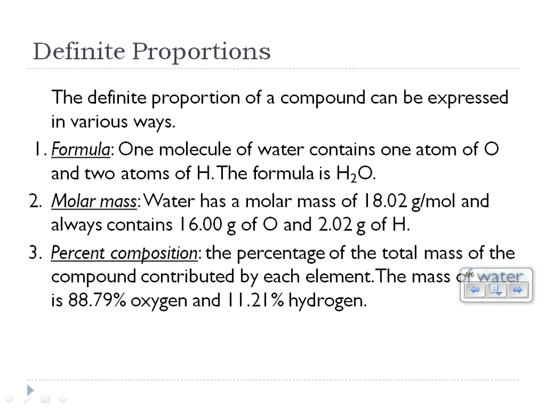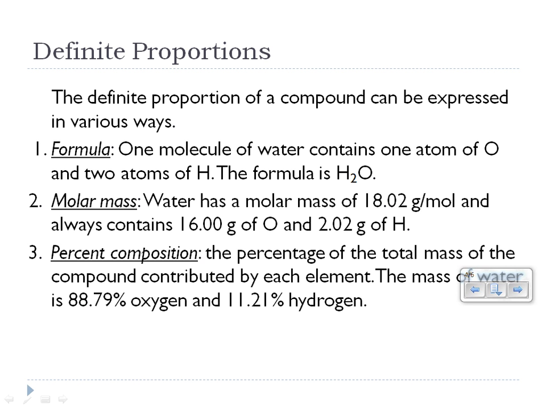We can also look at the molar mass. So for example, water has a molar mass of 18.02 grams per mole. So when I add up my oxygens and hydrogens, I get 18.02. And it always contains 16 grams of oxygen and 2.02 grams of hydrogen. So even though I have more hydrogen atoms, my mass of oxygen is actually greater because the atom of oxygen weighs more. It has more protons and neutrons than a hydrogen atom does.